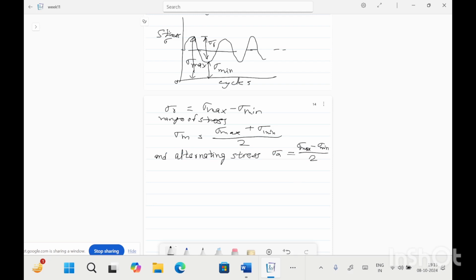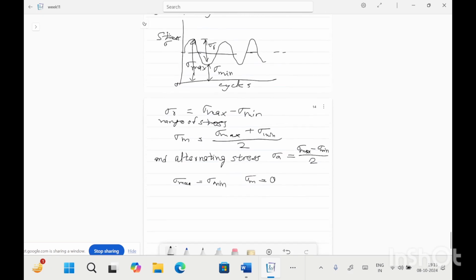And for this completely reversed cycle, where sigma max equals minus sigma minimum, the mean stress will be 0. This is for the completely reversed cycle.